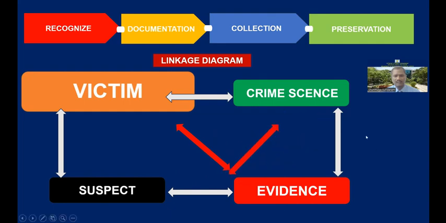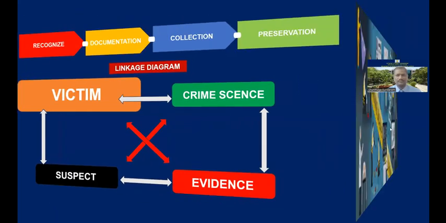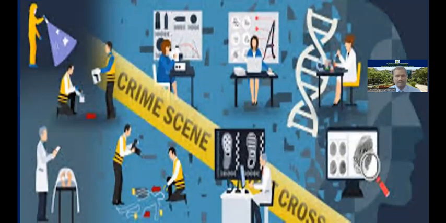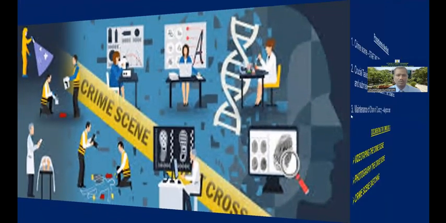In this core linkage diagram, you can understand there is a linkage aspect: the victim, the crime scene, the evidence, and the suspect. So we mainly work on an evidence basis. Any evidence we collect from the crime scene will be matched and linked. So this diagram shows a roadmap and idea for understanding how forensic evidence links together.